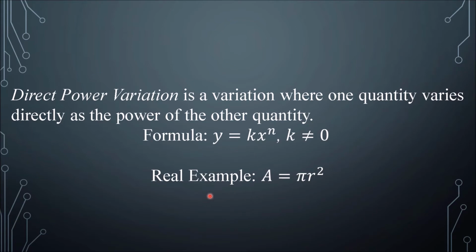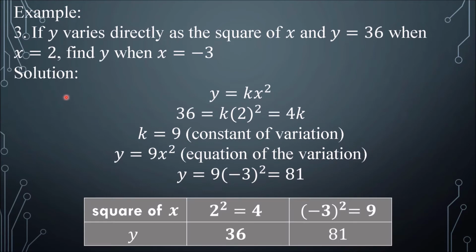Now, the real example of this is the formula for getting the area of the circle. So area of the circle is equal to pi r squared. Pi there is the constant of variation. Number 3. If y varies directly as the square of x and y is equal to 36 when x is equal to 2, find y when x is equal to negative 3.